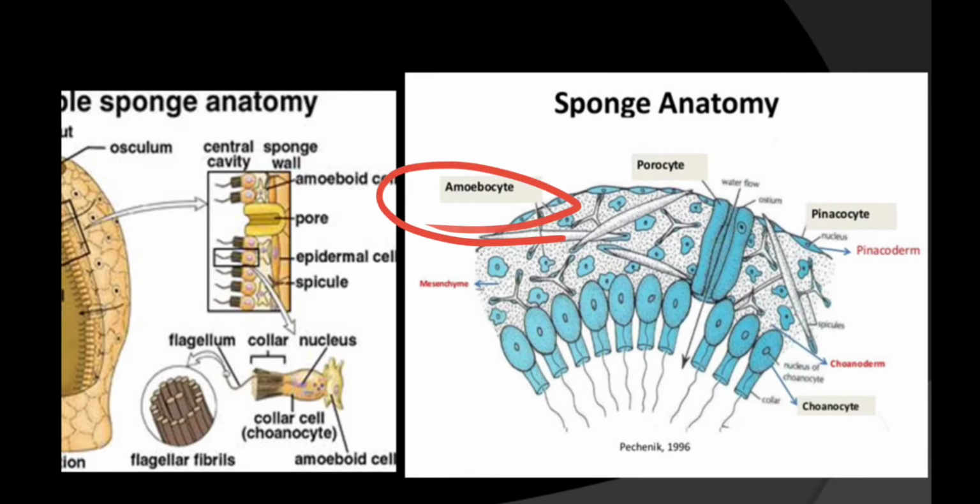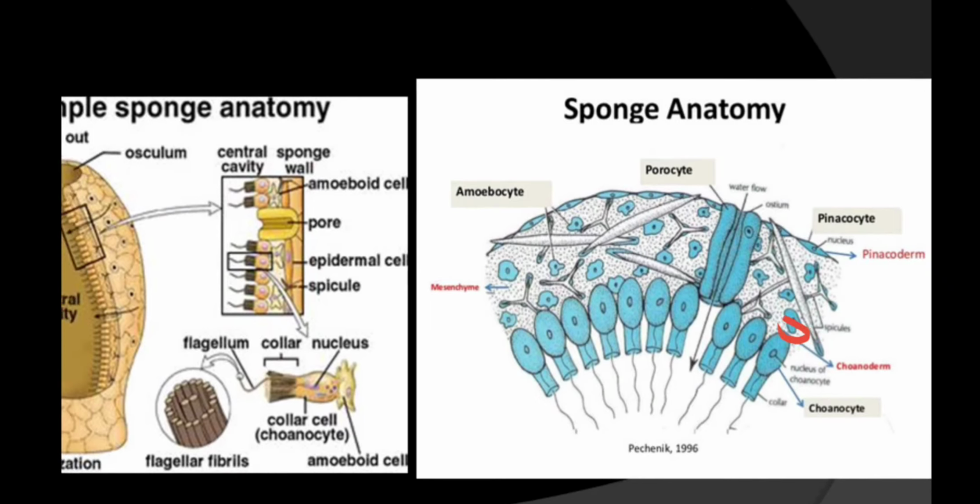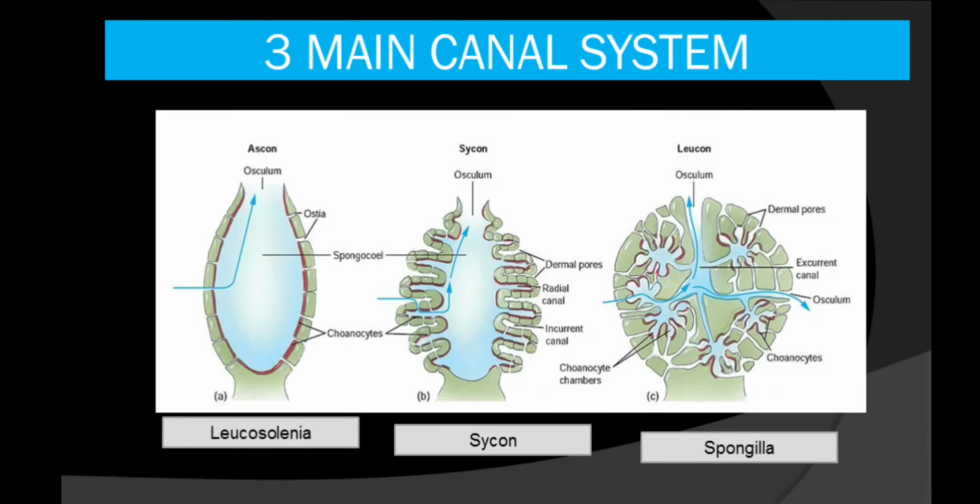So these all blue color in the mesenchyme layer, you will observe that these are the amoebocyte cells. Okay. Now, as I told you, the main cavity in these animals is known as the spongocoel, whereas numerous cavities are also there. So these numerous cavities are known as canals. Okay, so these are the canals.